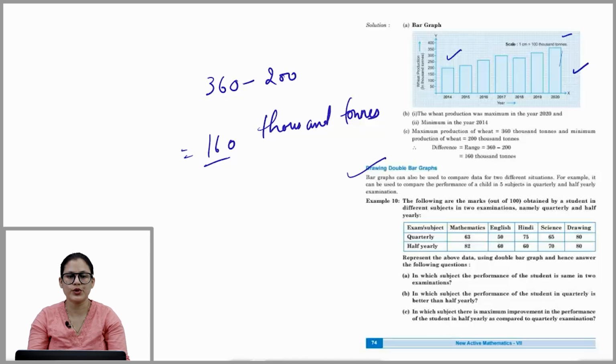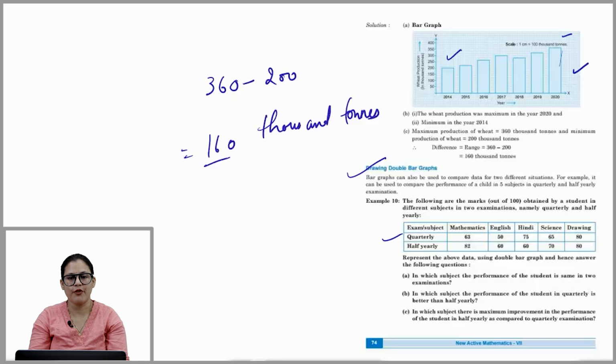Now, drawing double bar graphs. Bar graphs can also be used to compare data for 2 different situations. For example, it can be used to compare the performance of a child in 5 subjects in quarterly and half-yearly examinations. Example 10: the following are the marks out of 100 obtained by a student in different subjects in 2 examinations, namely quarterly and half-yearly. So the data is given here. You have to represent this data using a double bar graph and answer the following questions.